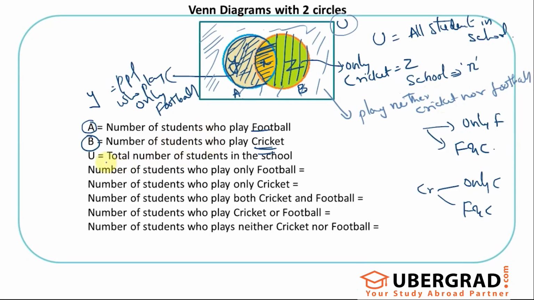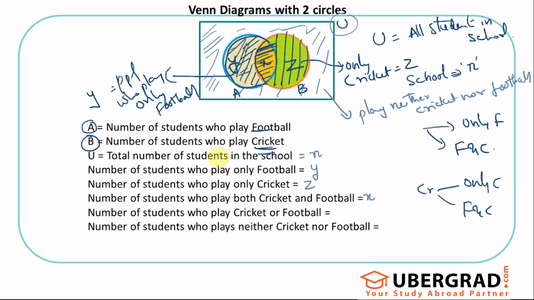So the universal set is the total number of students in the school. Let's say I take this to be n. The entire number of students in the school is n. We'll get the numbers in the questions, but I'm going with the variables just to explain this clearly. So the number of students who play only football, according to our diagram, is Y. The number of students who play only cricket is Z. The number of students who play both cricket and football is this zone, defined as X.